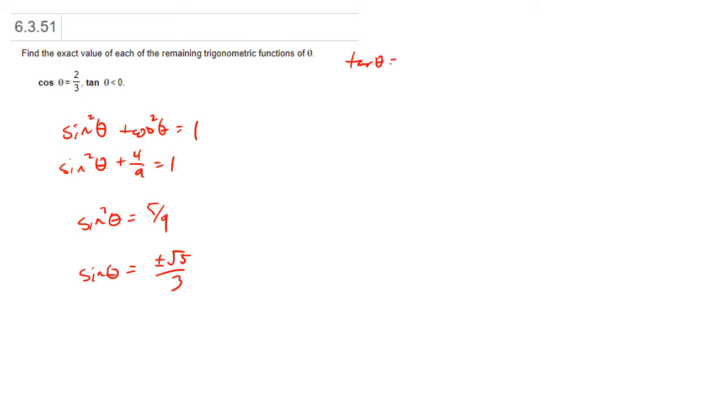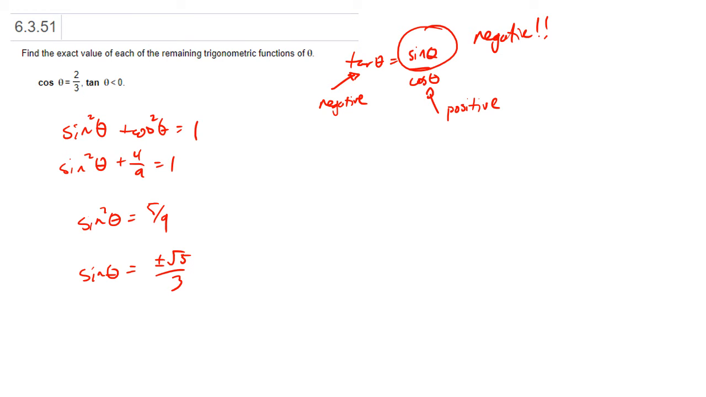Well, tangent of theta is sine theta over cos theta. Cos theta was given to us to be positive, and tan theta was given to us to be negative. So how can I have a negative number, tan theta, be sine theta over a positive number, cos theta? Sine theta had better be negative. If sine theta were positive, then on the right-hand side I'd have positive over positive, and that can't be a negative tangent, which we were told tangent is negative. So sine is negative, which means the sine of theta is negative √5 over 3.